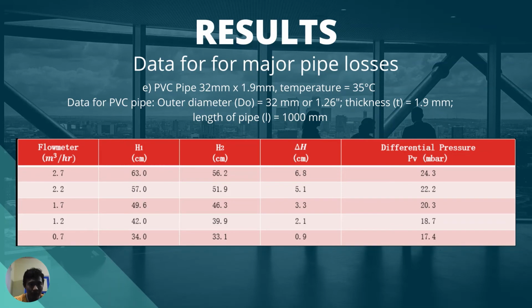Next, the last test pipe, which is PVC pipe 32 mm times 1.9 mm. The temperature is 35 Celsius, the outer diameter is 32 mm, the thickness is 1.9 mm, and the length of pipe is 1000 mm. It shows the value of delta H for PVC pipe 32 mm times 1.9 mm.